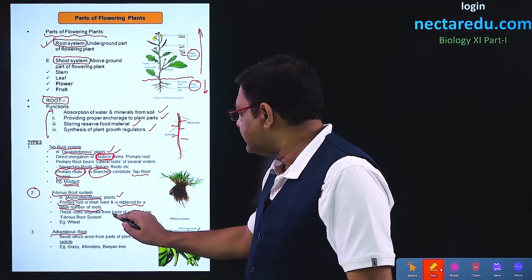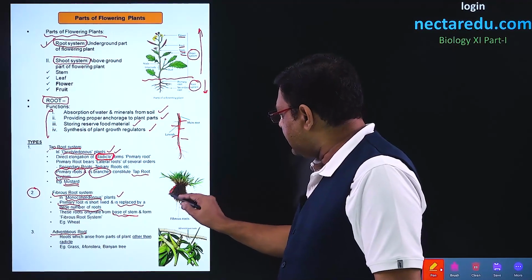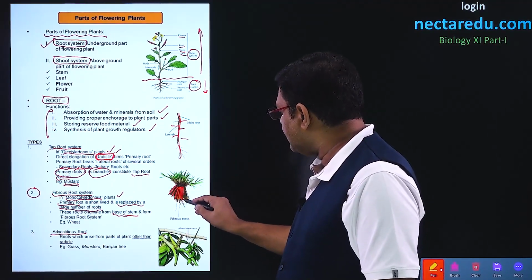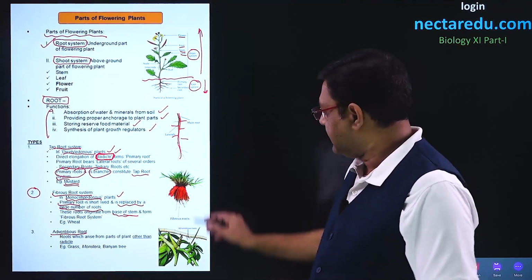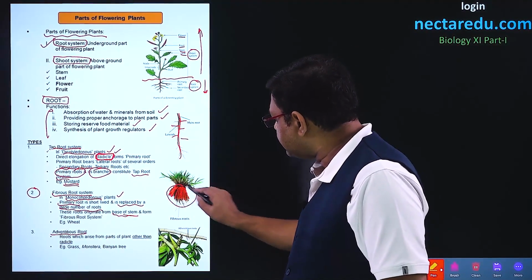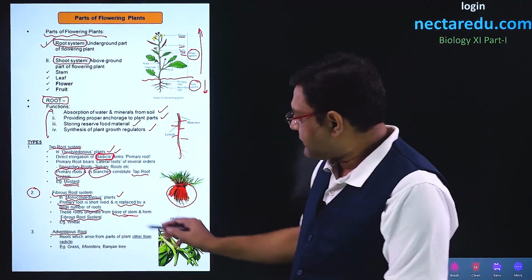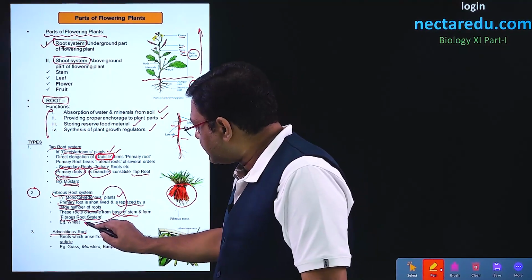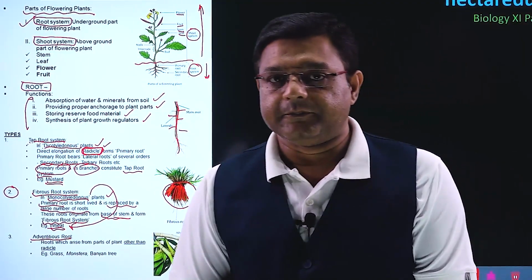These roots will originate from the base of a stem. So, in this case, if we see, these are the many roots which have come out from the base of this stem, and this system will be called the fibrous root system. Examples are obviously of monocots. So, wheat is a very common example of this type of root system.